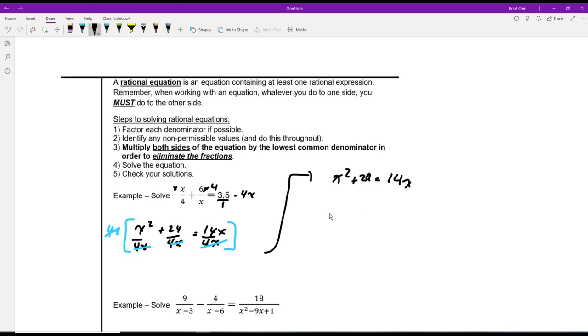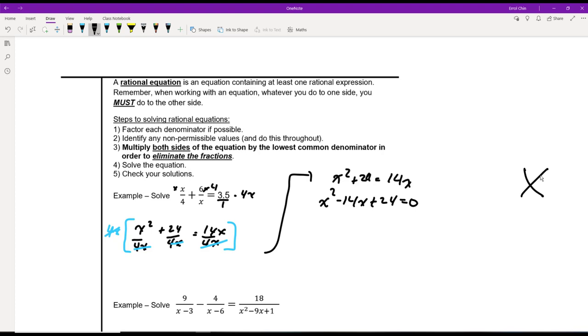Now this should look familiar. It's a quadratic equation, so what we can do is go x squared minus 14x plus 24 is equal to 0. And in our previous lessons we were able to factor this. So let's see what two numbers multiply to 24 and add to negative 14. I think it's 2 and 12, right?